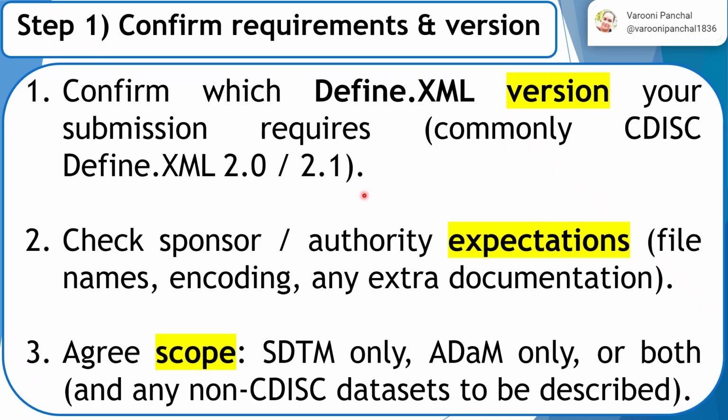You also need to have the expectations from the sponsor and the authority, and ensure that whatever expectations you get from the sponsor and authority are in writing, and there should not be any verbal communication. Even if there is verbal communication, please ensure to write it in the minutes of meeting and confirm that with the sponsor, and then go ahead with working on the Define.XML. That is the diplomatic way of working in a professional culture.